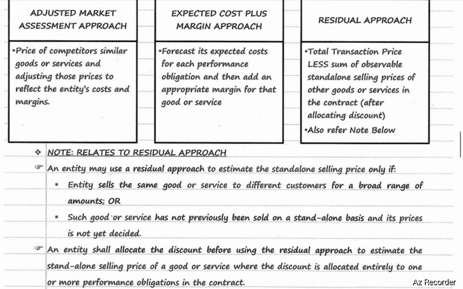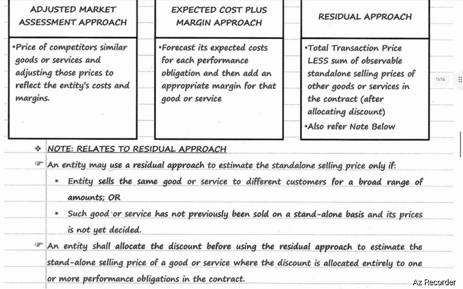An entity shall allocate the discount before using the residual approach to estimate the standalone selling price of goods or services where the discount is allocated entirely to one or more performance obligations in the contract. That means before using the residual approach, discount needs to be allocated. So first, discount allocation will be done. Second, use the residual approach if conditions are satisfied.